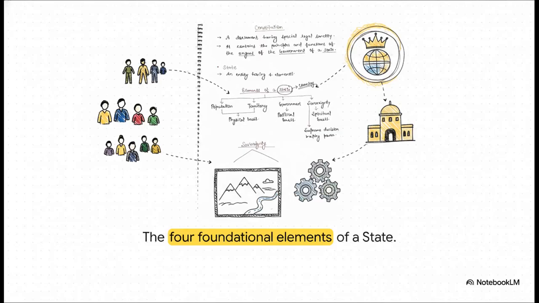Because a state, which we usually just call a country, isn't just a piece of land. It requires 4 very specific, non-negotiable elements. First up, the physical basis. You gotta have a population living in a defined territory. Then you need a political basis, which is the government. And finally, the spiritual basis, which is known as sovereignty. Seriously, if you're missing even one of these 4, you just don't have a true state.